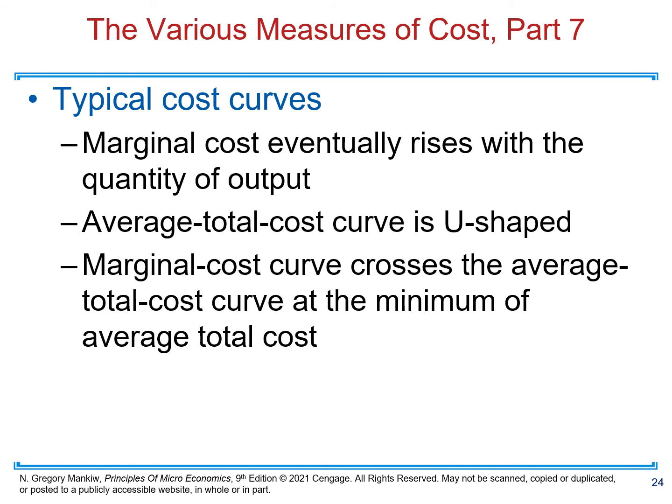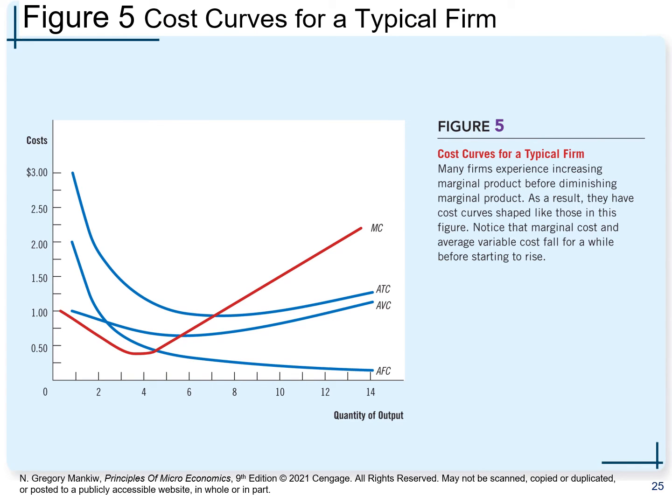Typical cost curve: marginal cost eventually rises with the quantity of output. The average total cost curve is U-shaped. The marginal cost curve crosses the average curve at its minimum. Okay, we already talked about that, right? Let me go to the next one. And again, this visually tells you what we just explained verbally. That's visually you can see it.